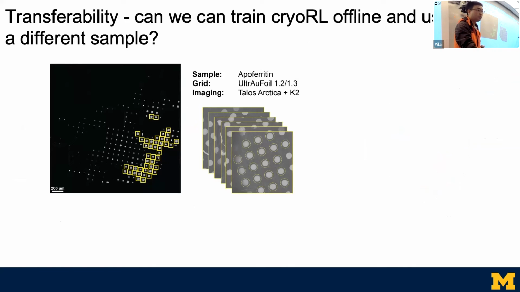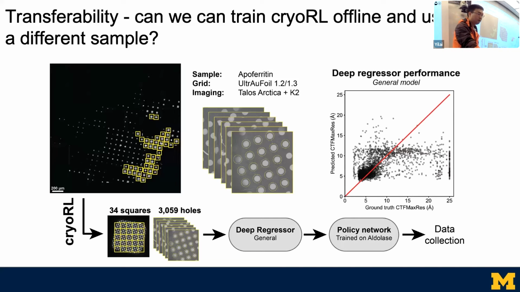So can we train cryo-RL on one data set, say on an apoferritin data set, and apply it on a different data set? So we collected this apoferritin data set on a different type of grid. This is a gold grid. And similar to before, we also collected systematically, so we obtained all the ground truth for all the squares here. We ended up with 34 squares and over 3,000 holes.